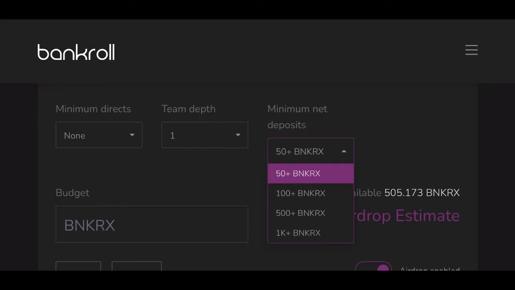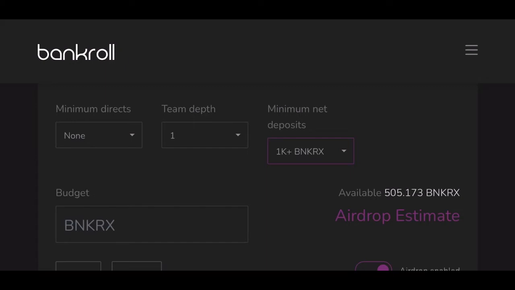So for example, to have a 1,000 plus net deposit, your claimed amount has to be 1,000 Bnkrx lower than your deposited amount. Or in other terms, your deposited amount has to be 1,000 Bnkrx more than your claimed amount. If you do it that way, you'll be eligible. So hopefully that clears up these three options that we get.